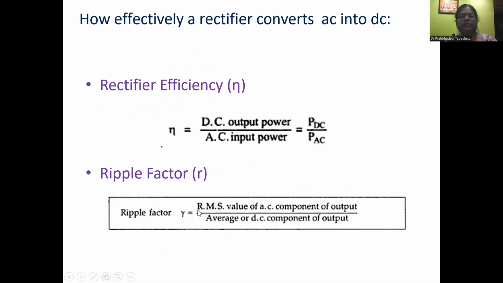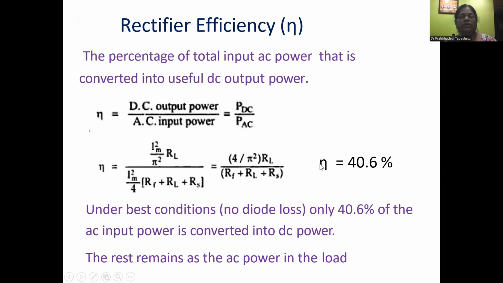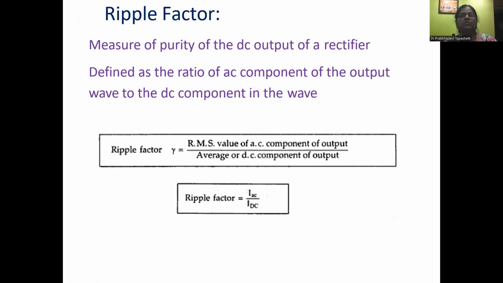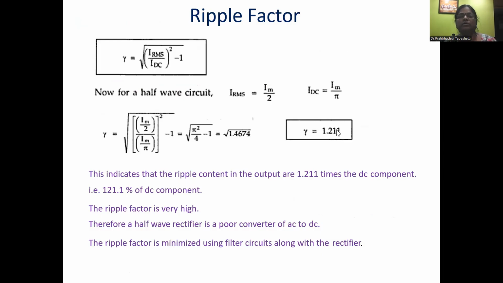Two parameters are going to be important with respect to rectifiers: the rectifier efficiency and the ripple factor. Rectifier efficiency is the DC output power to AC input power, that is PDC by PAC. And ripple factor is the ratio of the RMS value of the AC component of output to the average or DC component of output. For the half wave rectifier, the efficiency is going to be 40.6%. Always efficiency is expressed in percentage. And the ripple factor is going to be 1.211 for the half wave rectifier.